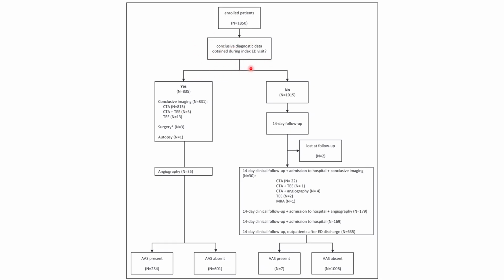All right, and then no, if they did not have any diagnostic data, then they were followed up, and only 2 were lost to follow up, with 14 days clinical follow up plus admission to hospital or conclusive tests being done. There were some, like 30 patients, who had a missed aortic dissection. Seven patients had it, and 1,000 patients didn't.